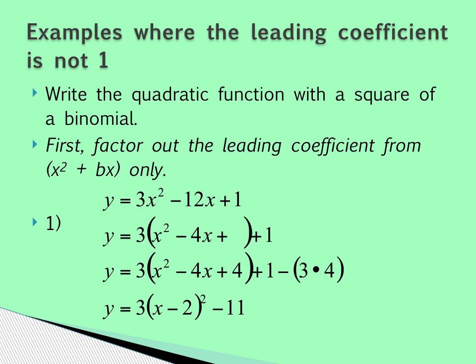3 times 4 because I've got that 3 factored out, because really what I added to the problem was 12. And when I do that, I end up with minus 11. And I've got the 3 times the binomial of x minus 2. Again, I got that minus there because it's minus 4x. And that binomial is x minus 2 squared.